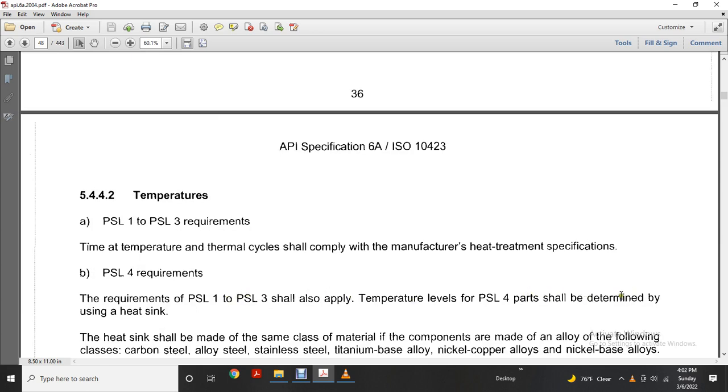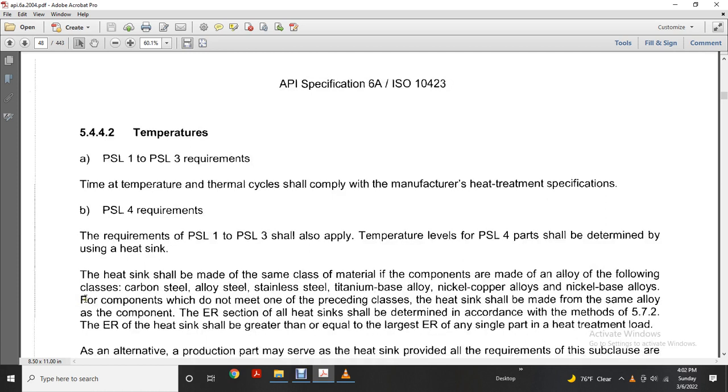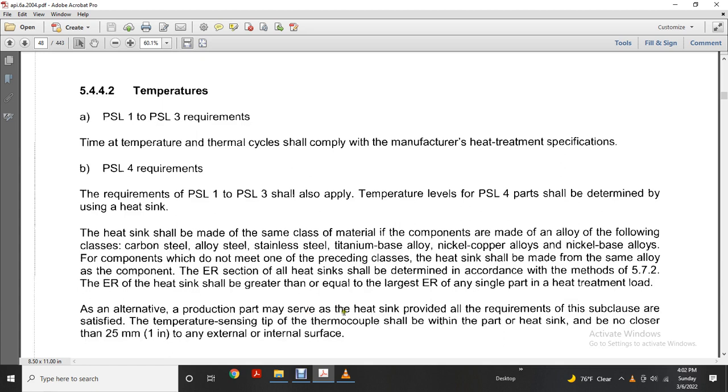Temperature level of the products over level 4: parts shall be determined with the equivalent round heat sink. The heat sink should be made of the same class of material as the component, with classes of alloy being carbon steel, alloy steel, stainless steel, titanium base alloy, nickel copper alloy, and nickel base alloys. For components which do not meet the preceding classes, the heat sink should be the same alloy as the component, with the equivalent round section of the heat sink determined according to the method of 5.7.2, with the heat sink being greater than or equal to the large equivalent round section, with prior heat treatment, or as an alternative the production part, with the nature of the heat sink provided with the requirements.